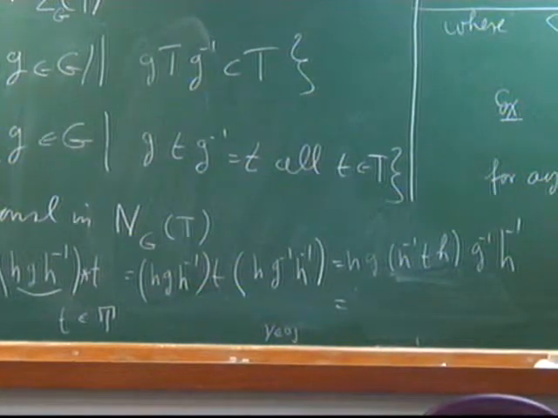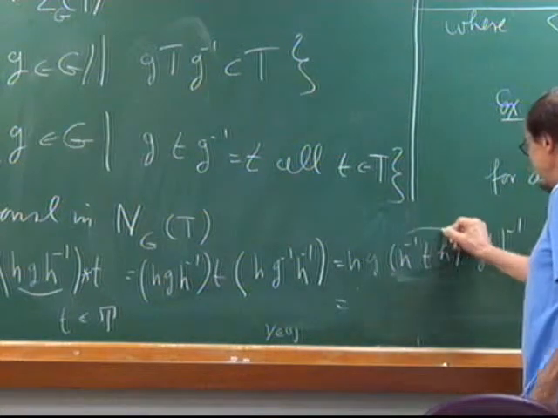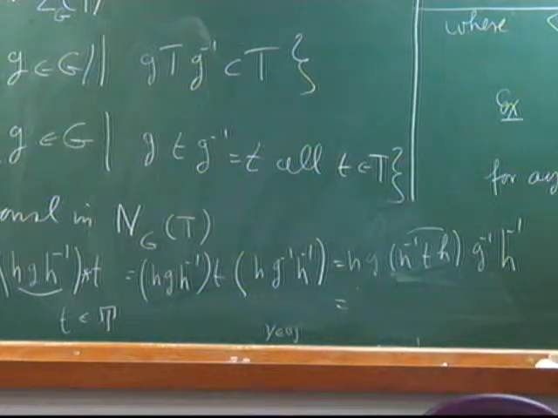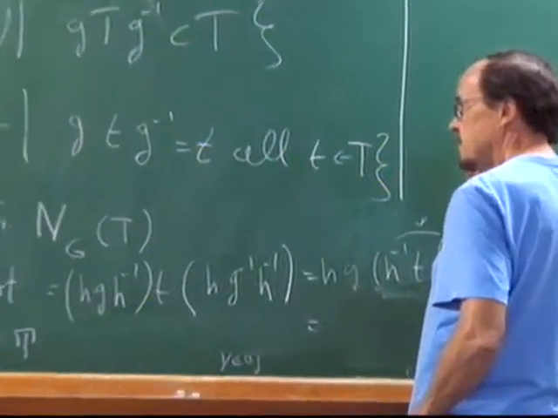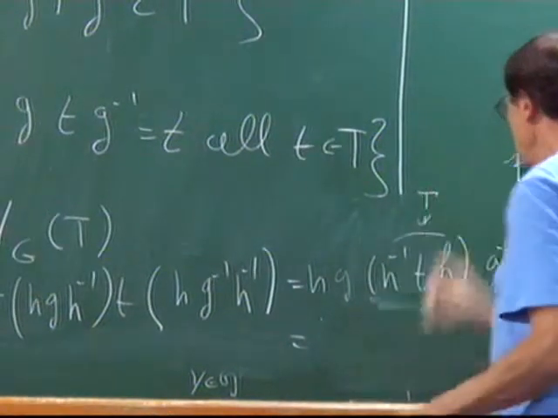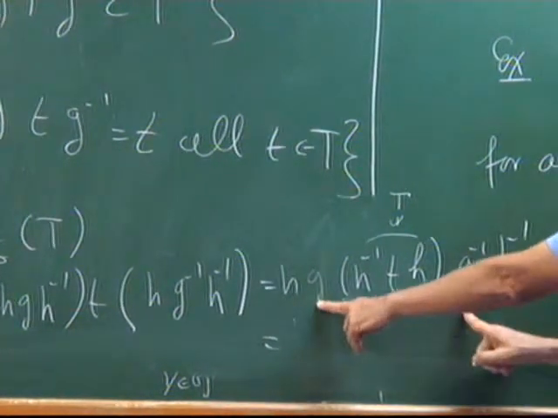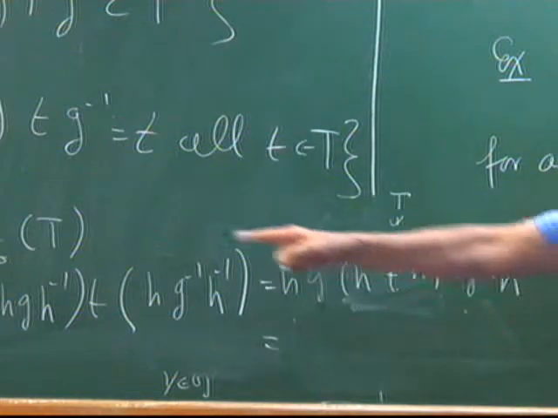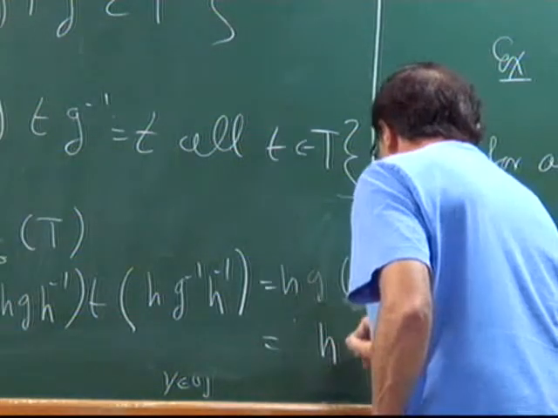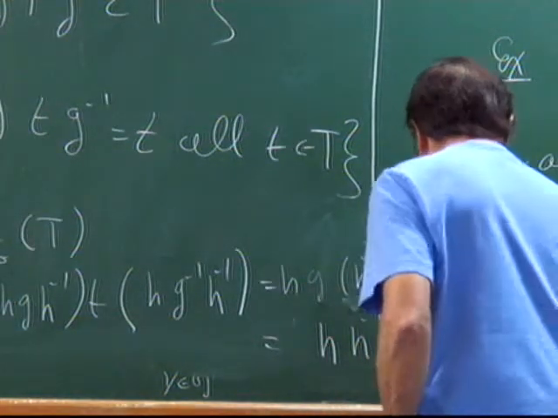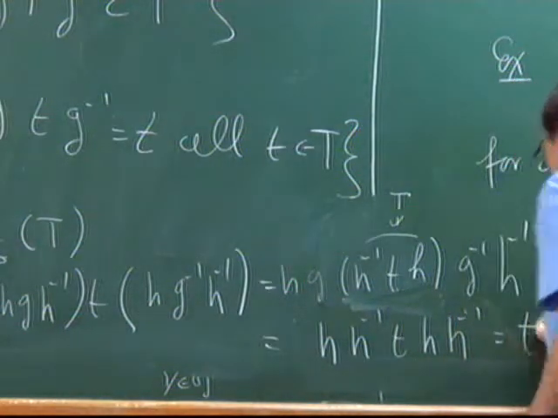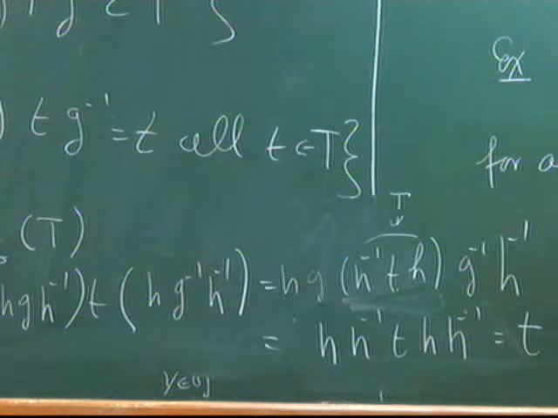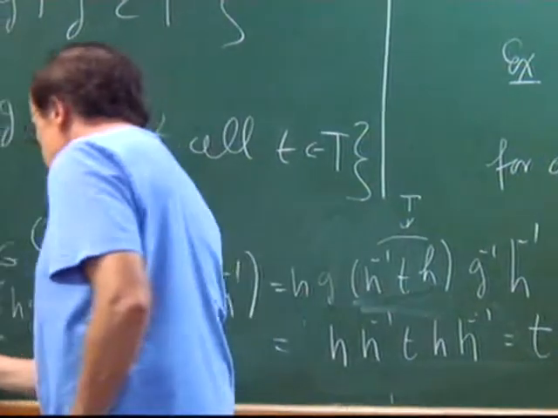Okay. Where does this element lie here? H lies in the normalizer. It normalizes T, so this lies in T. That means it commutes with G, right? Because T lies in the centralizer. So this is H inverse, T, H inverse. And that's T. Now they cancel. So on this element T, conjugation acts trivially.